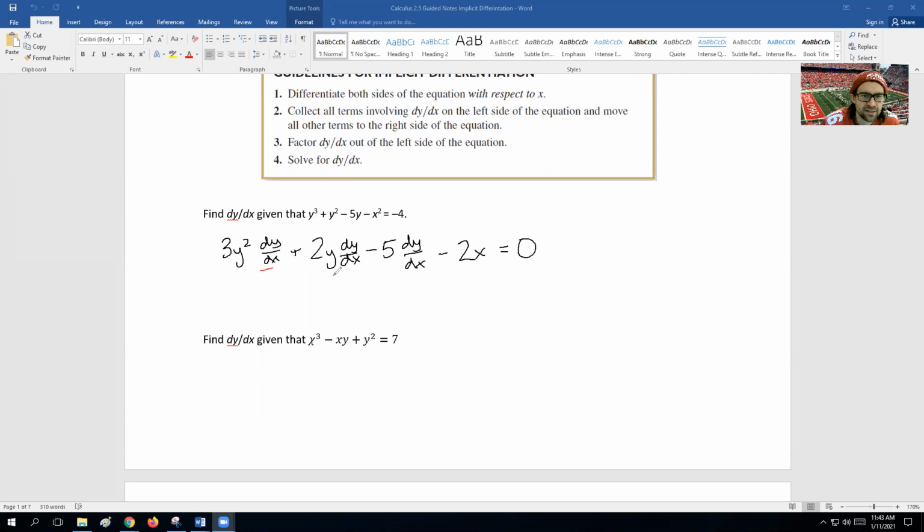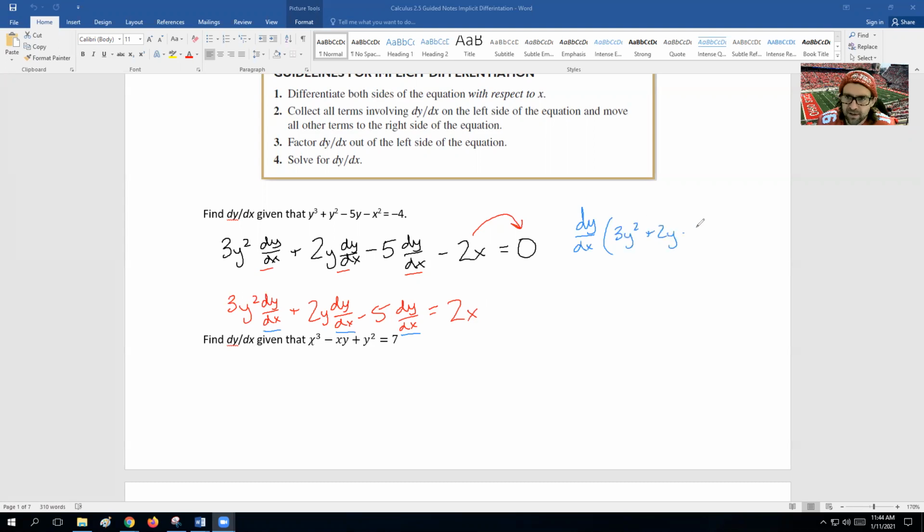So if we look here, this has a dy/dx, that has a dy/dx, that has, and that doesn't. So we're going to move it over here. So we get 3y squared dy/dx plus 2y dy/dx minus 5 dy/dx. And you'll do so many problems after this that these steps will shorten up quite a bit. Equals, we'll move that over to x. Okay, now everything on this side has a dy/dx, so we can factor that dy/dx out. So we can say that dy/dx times 3y squared plus 2y minus 5 equals 2x.